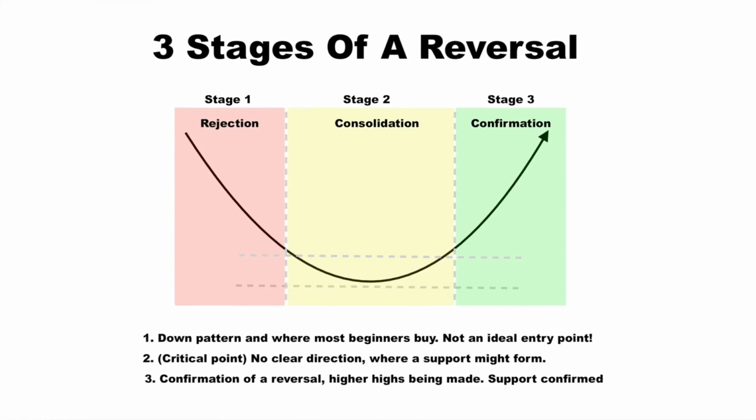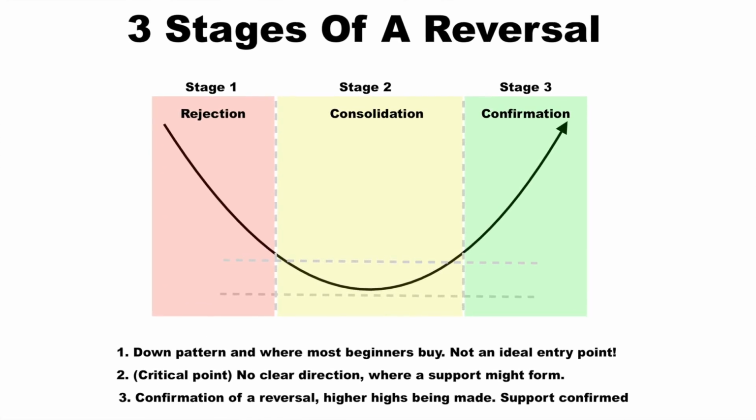So now the second stage, this is what I call consolidation. This is where it's no longer making lower lows or lower highs. It's no longer selling off, but it's not increasing in value. This is kind of when it plateaus, and therefore consolidates. So it almost offers this horizontal pattern. It's therefore working towards building a support.